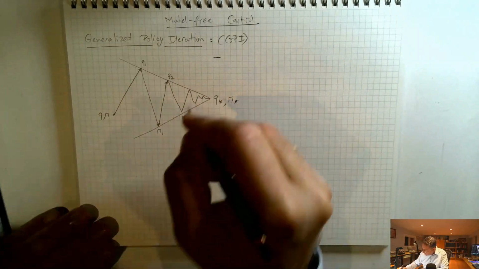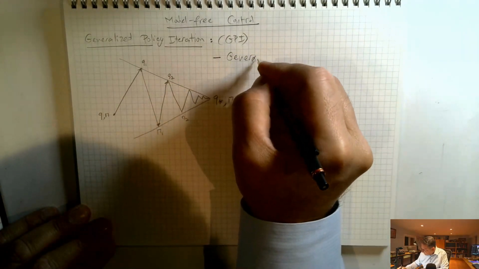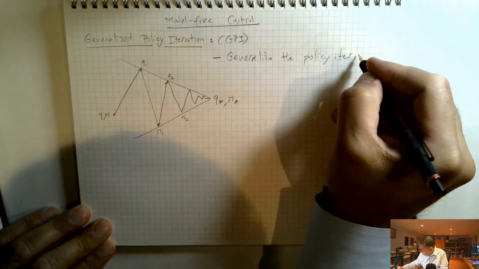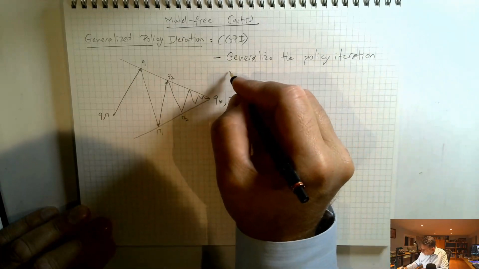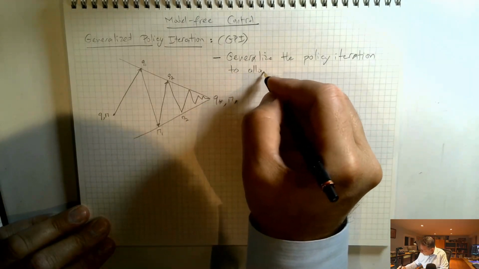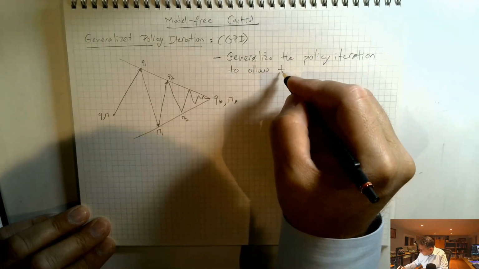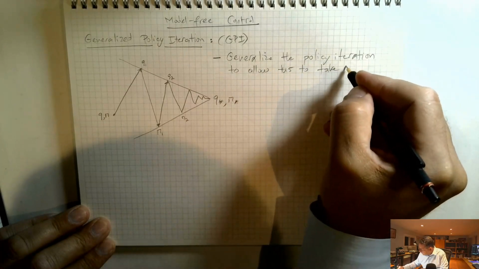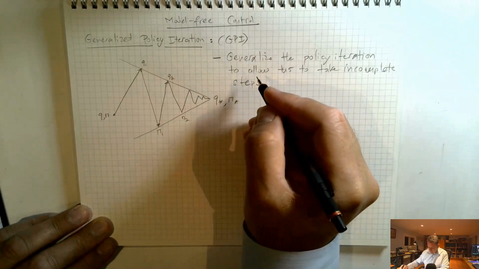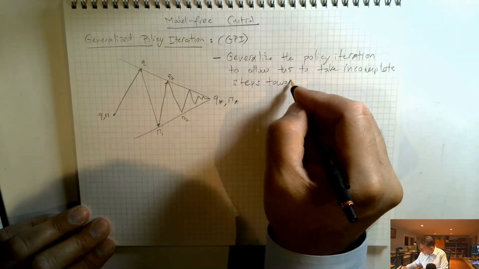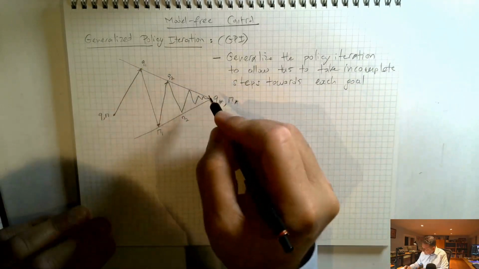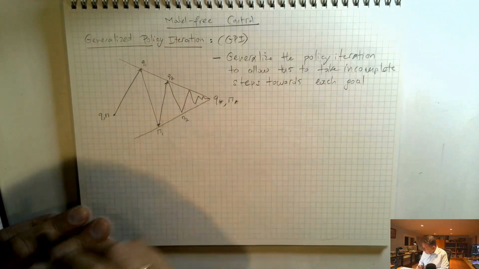So we will generalize the policy iteration to allow us to take incomplete steps towards its goal, which the goal is the estimate of the value function and the kind of policy.